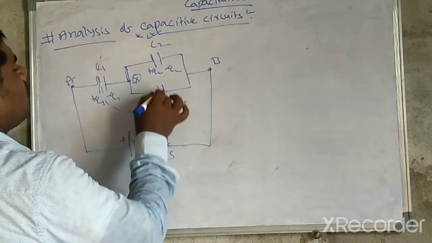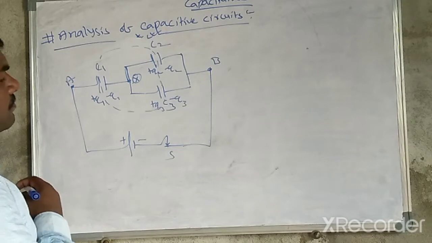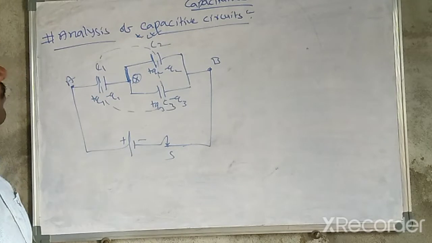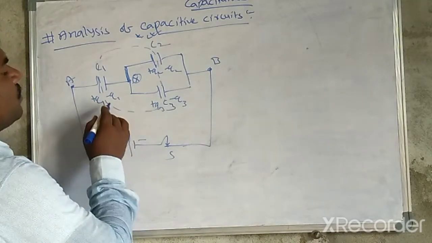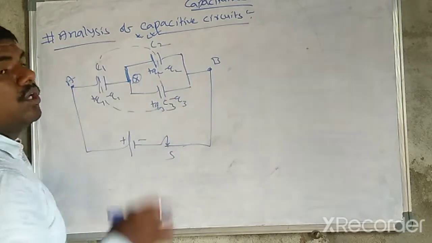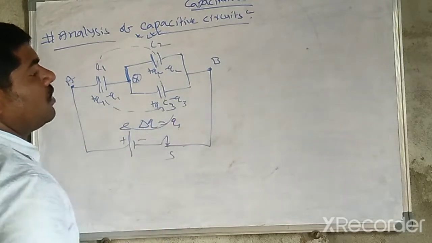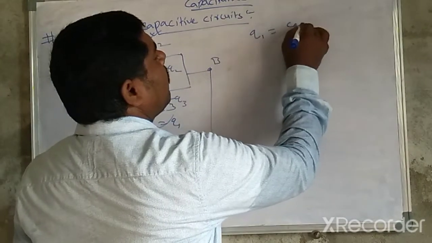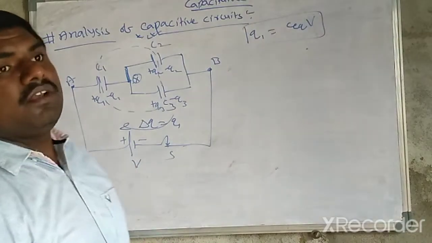This junction is called a node of the capacitor circuit. Already we know that for a node of a capacitor circuit, Q1 must be equal to Q2 plus Q3. Here the charge flow delta Q is equal to Q1. So here the charge Q1 is equal to C equivalent into battery potential V.